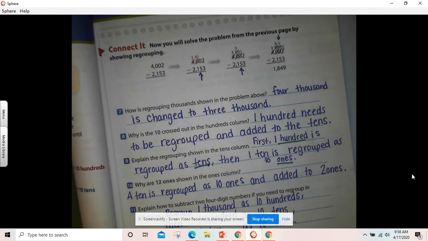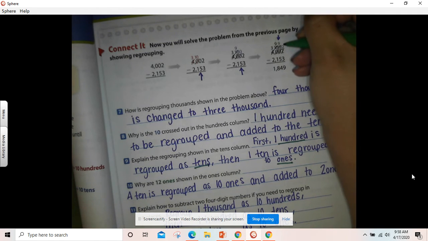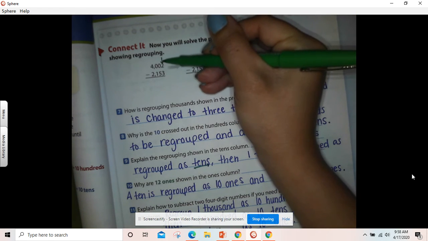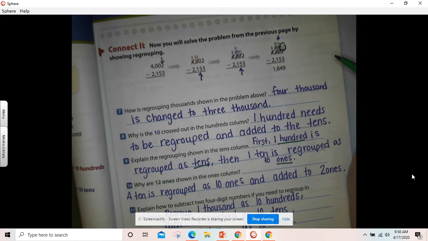Number 10. Why are 12 ones shown in the ones column? So I have that 12 right there. And I know that I had the 2. I started with a 2, but where did I get that extra 10? Well, we know that I used it by borrowing it from the place value before. So I said a 10 is regrouped as 10 ones and added to 2 ones.